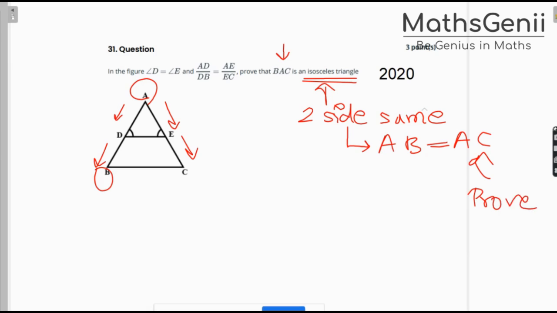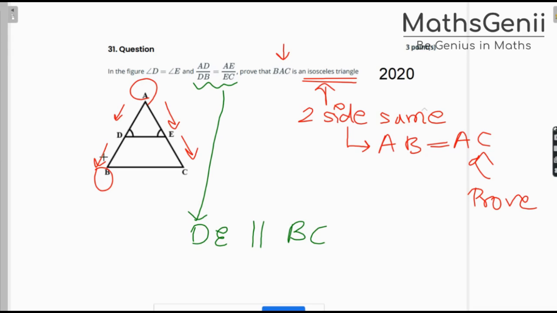Okay. Now how will I prove? Very simple. This condition is given to me: AD upon DB is equal to AE upon EC. Now apply the reverse of what we had applied in the previous question. This is given to me. The meaning is that line DE is parallel to line BC. Very simple.